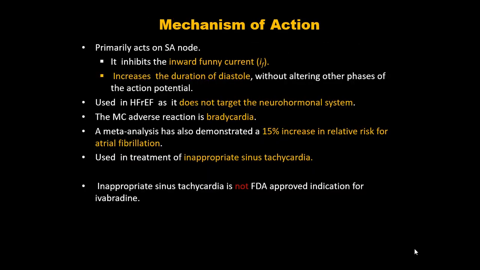Ivabradine, the primary action is through the SA node. It inhibits the inward funny current, increases the duration of diastole, used in heart failure with reduced ejection fraction, as it does not target the neurohormonal system. The main adverse effect is bradycardia, and it has a 15% increased incidence of atrial fibrillation, and it is used for the treatment of inappropriate sinus tachycardia, but it is not FDA approved.